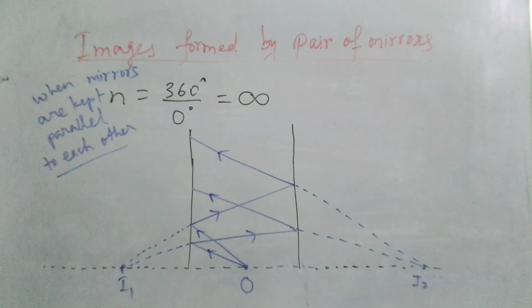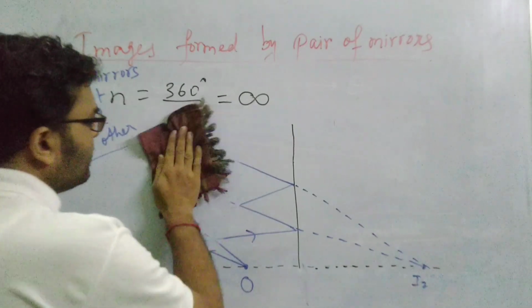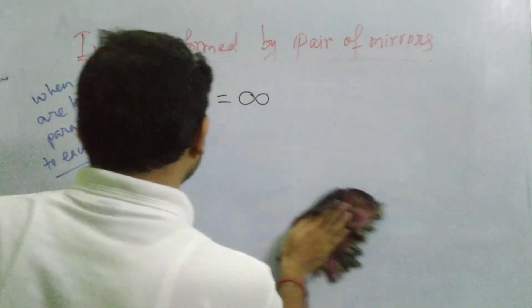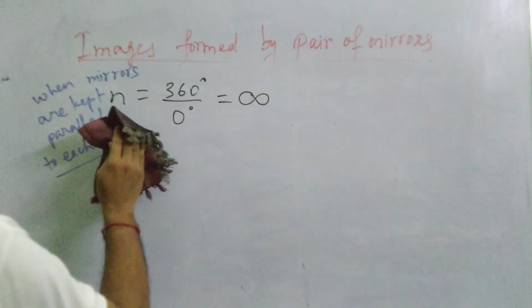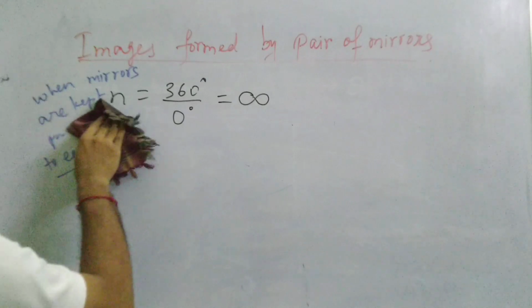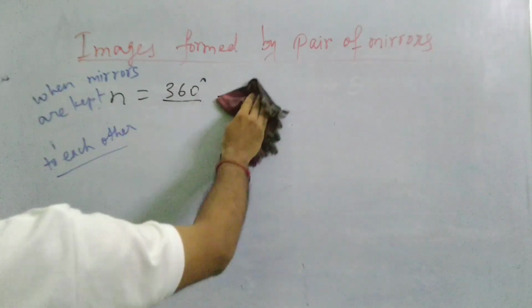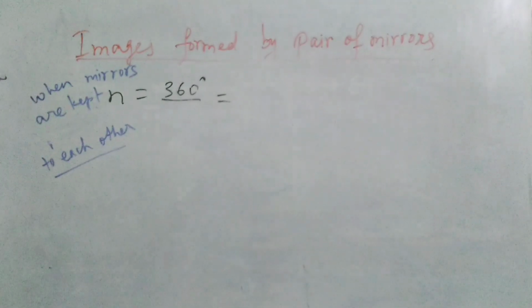Okay. So just let us see when theta is perpendicular, means theta is 90 degrees. So I am erasing it off. So if theta is 90 degrees, we will be just, when mirrors are kept perpendicular to each other, and here the angle will be 90 degrees. This will be not infinite, something else.